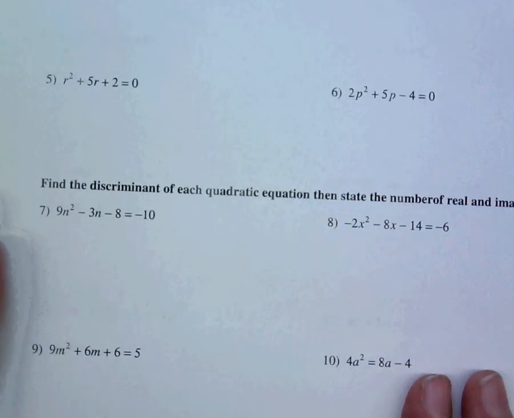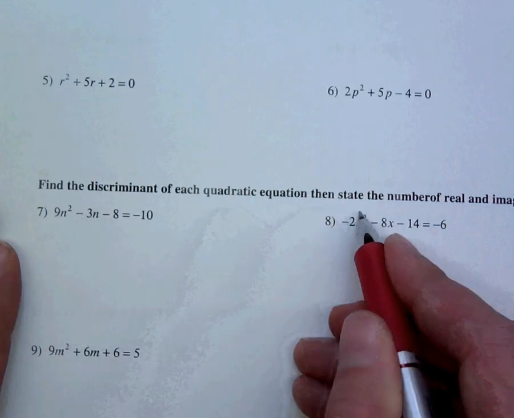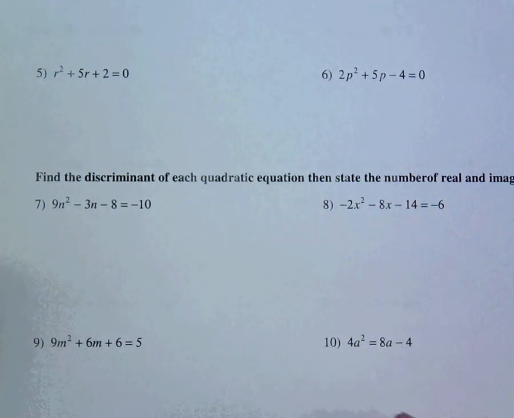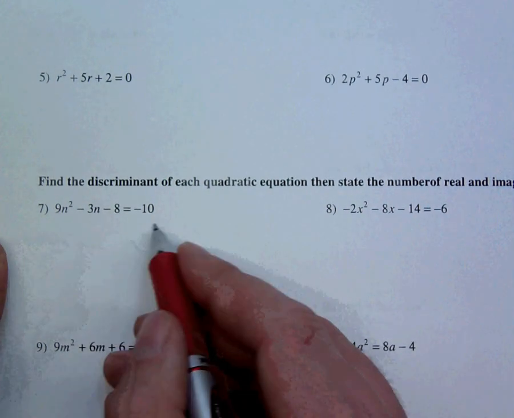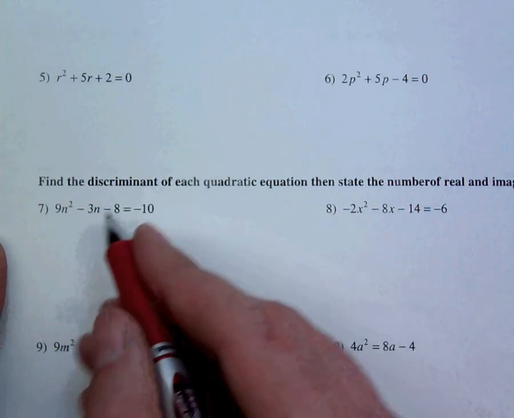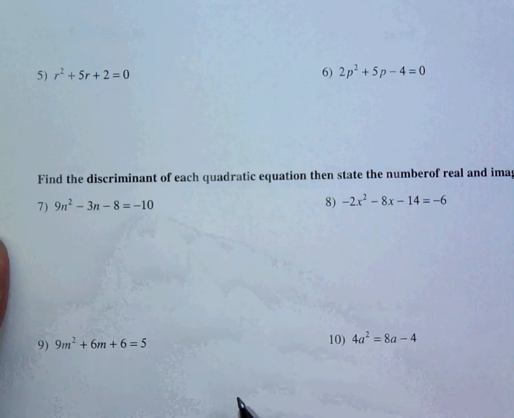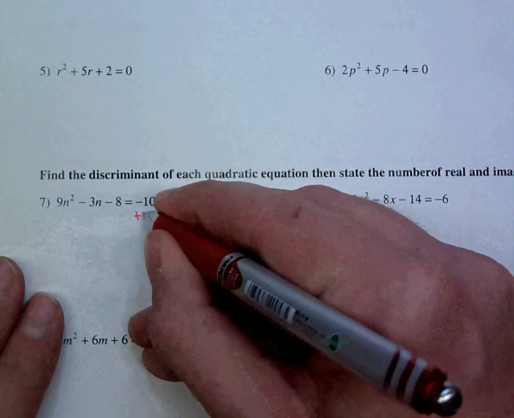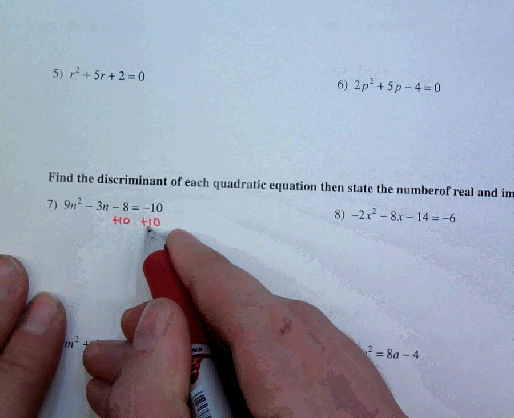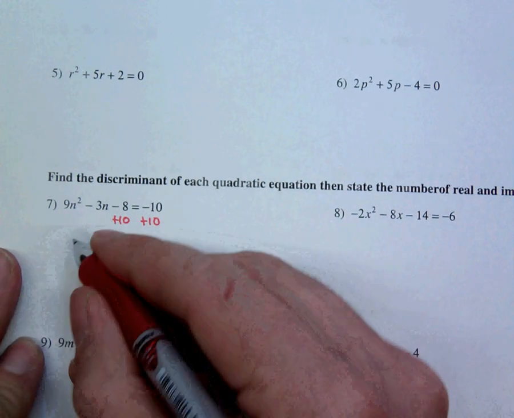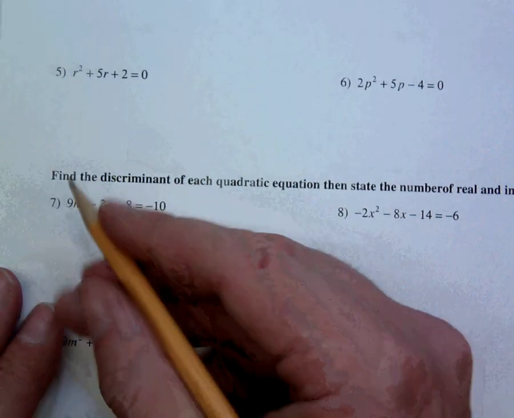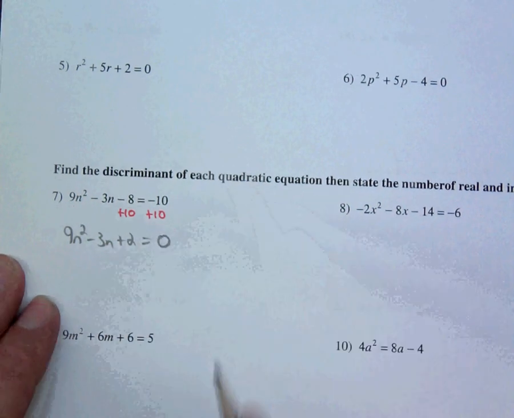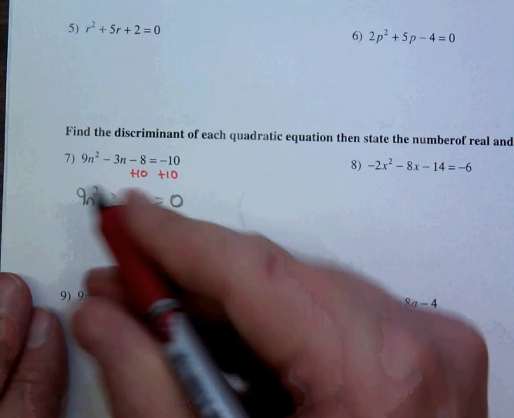The next instructions say, find the discriminant, then state the number of real and imaginary solutions. So, I'll try to help with 2 of these, or 1 of these, maybe, I don't know. We'll see how I feel. The first thing is, this is not equal to 0. You can't do the quadratic formula until it's equal to 0, and so we can't find the discriminant either. We first need to add 10 to both sides. So we get 9n squared minus 3n plus 2 equals 0, and now we can do the discriminant.